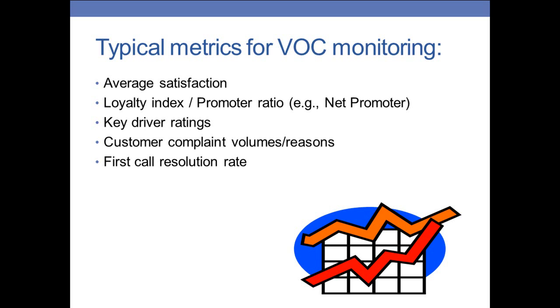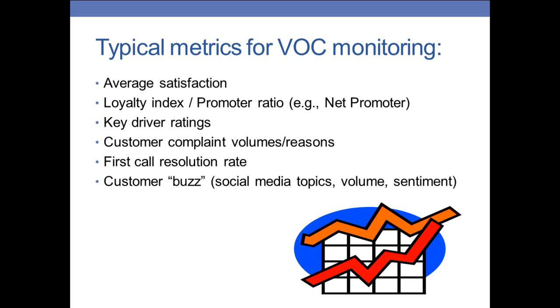So notice that the metrics we've discussed so far reflect the first two categories of VOC, our reaching out to customers and customers reaching out to us. You can also include metrics around customers reaching out to other customers. For example, you can list top trending topics from social media, along with the volume and sentiment of the conversations occurring.